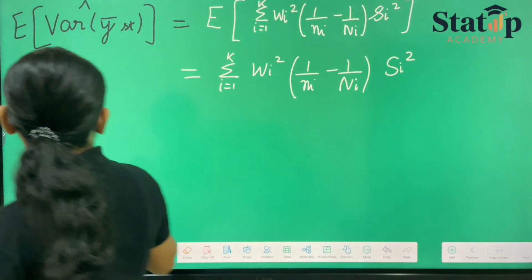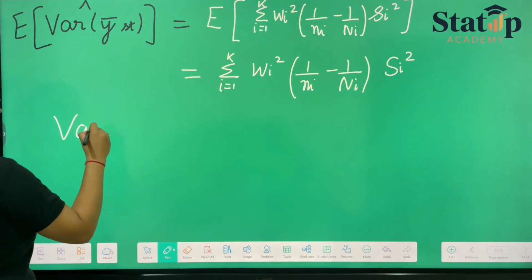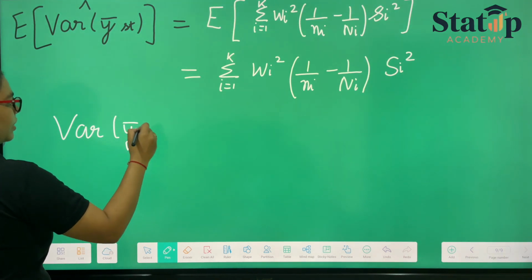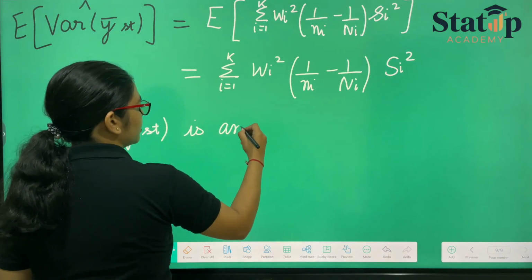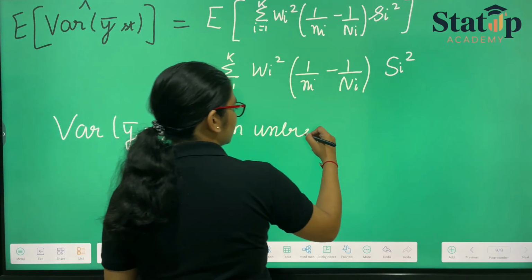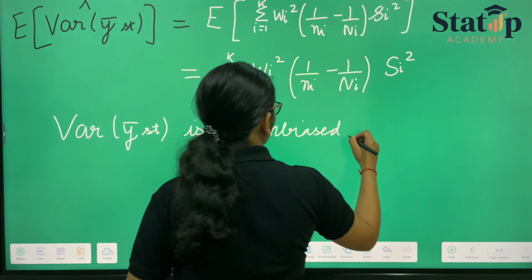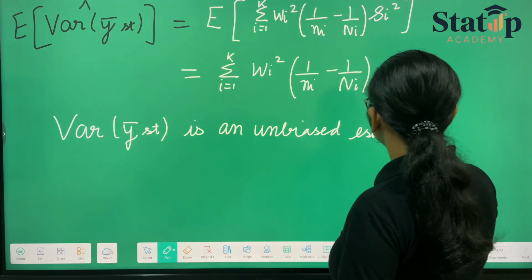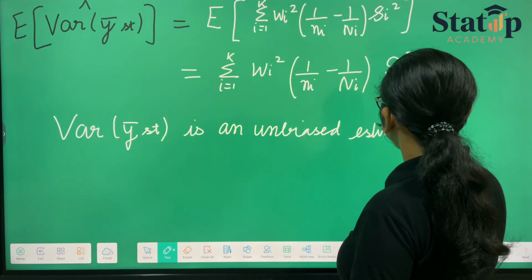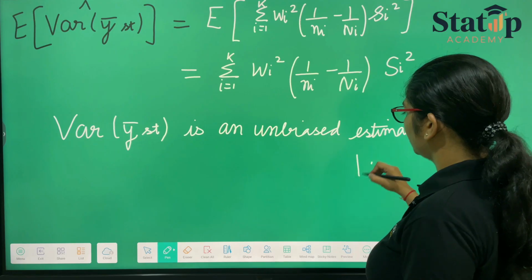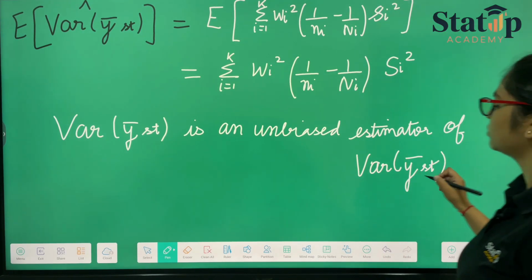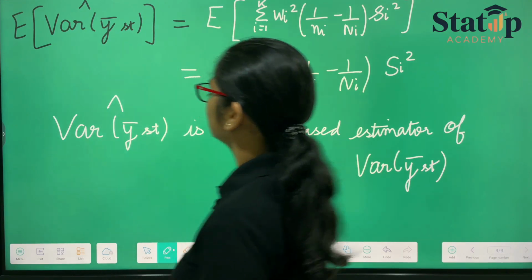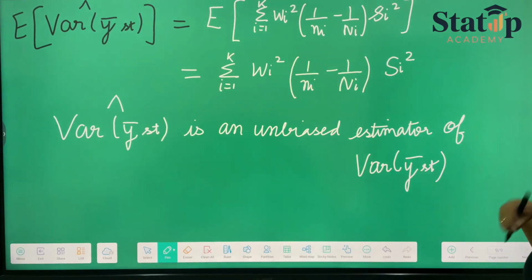Hence we can say that the estimated variance of y bar st is an unbiased estimator of the variance of y bar st. This estimated variance of y bar st is an unbiased estimator of the variance of y bar st.